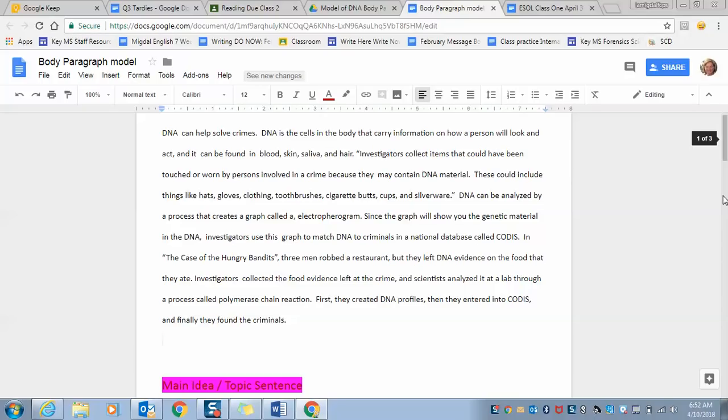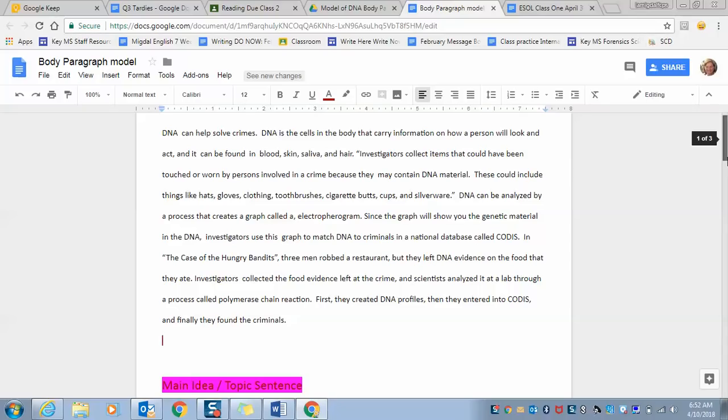Okay, so that's about 9 sentences if you count them. And like I told you, your paragraph should be somewhere between 8 and 12. If it's fewer than 8 sentences, you're definitely missing something. If it's more than 12, your reader is going to fall asleep, okay? So somewhere between 8 and 12.